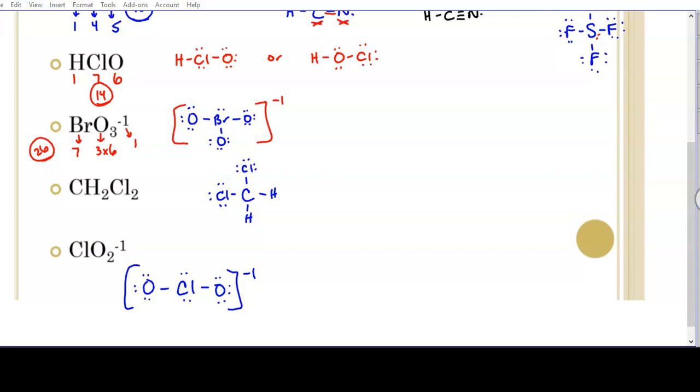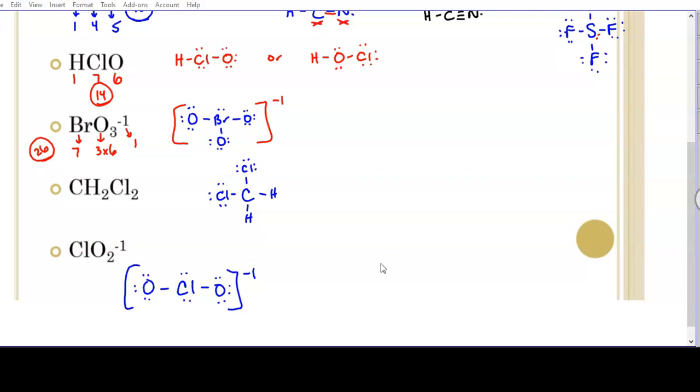It does not matter in this example here if you put the Cls both here and the H's here, as long as the structure is drawn like this with the right substituents around it, you are good to go. Okay. So hopefully you did okay with that.